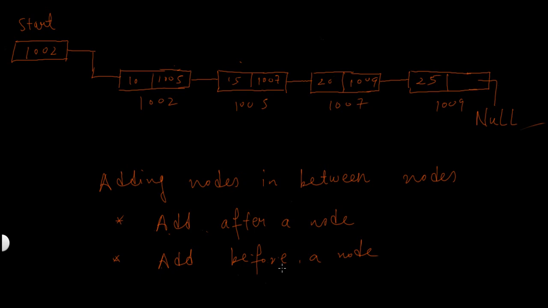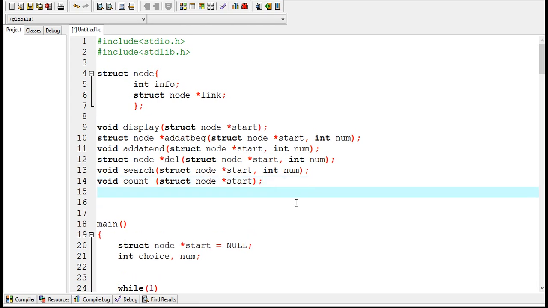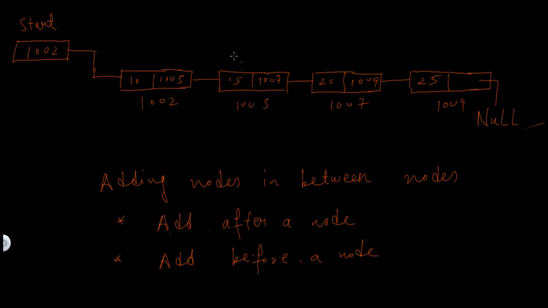Now two separate functions will be used to add a node after and before a node. So first I am going to show you how to add a node after a node. Here I have declared the function, and the name of my function is addAfter, and it takes three arguments: start and num as usual. Num is the number which you want to store in the node, and num2 is the number after which to add the node. Now suppose this is the linked list and the user enters 15 as num2, then a node will be added after this node, between these two nodes.